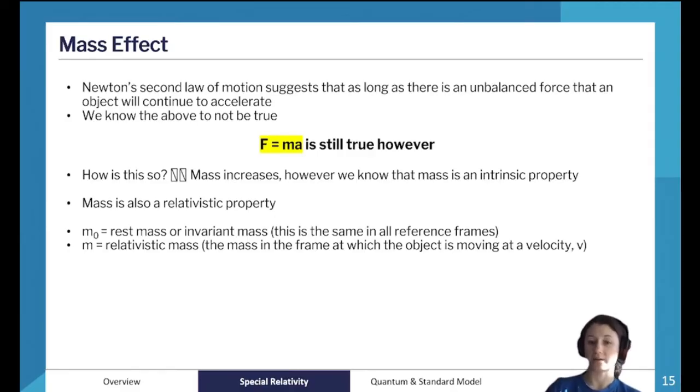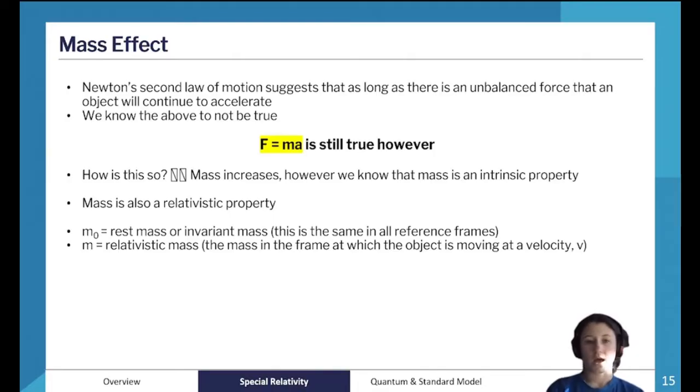F equals ma is still true, but we know that Newton's second law is not true, because what we observe is that as we try to accelerate an object closer and closer to the speed of light, its mass will increase too. And we'll go over more of this in a second.